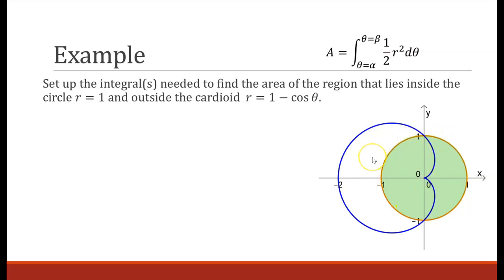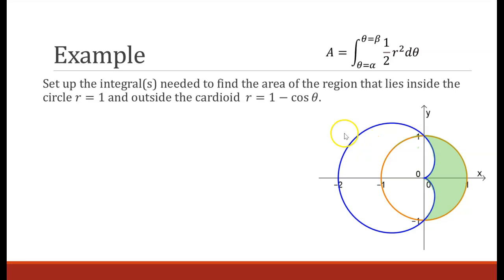So I'm going to need to erase part of this circle. So I don't want any part that's inside the cardioid. So this region here is what I want to find the area of.